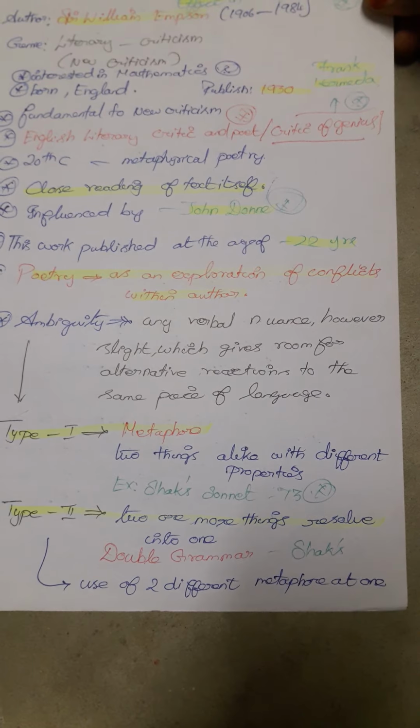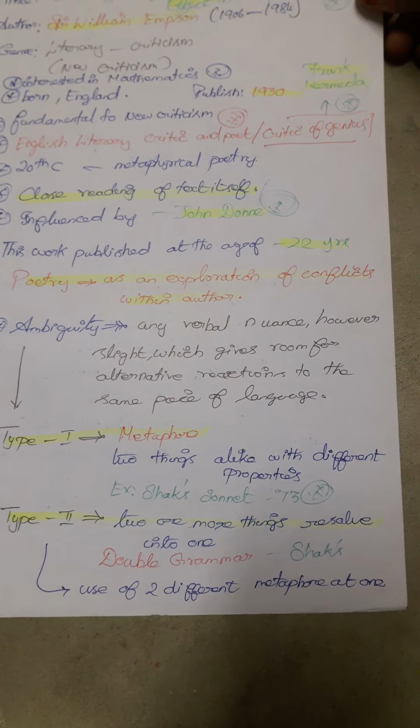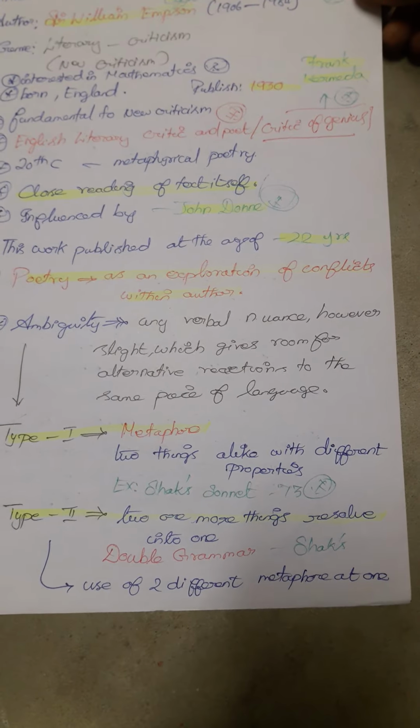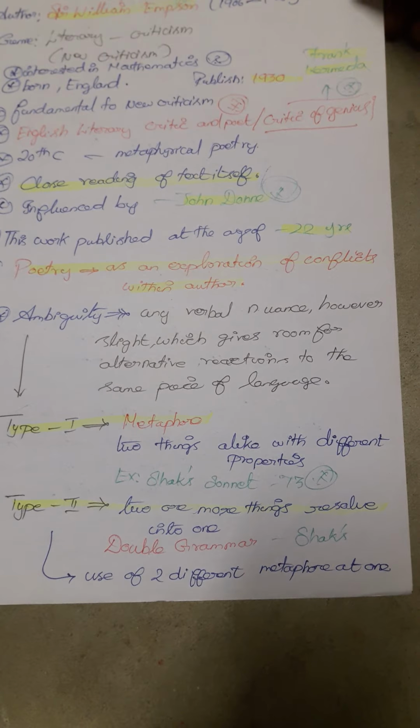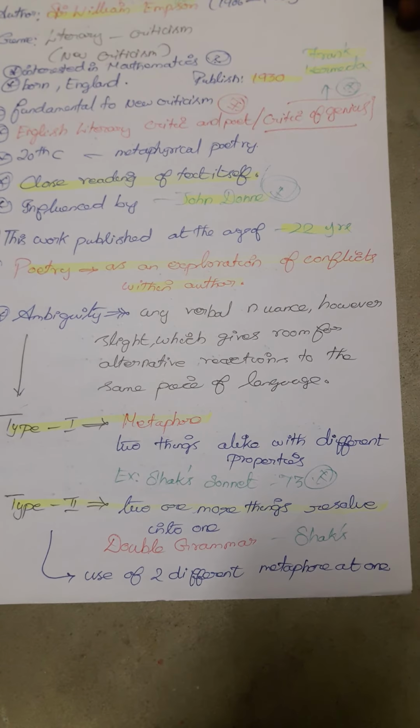And the second type of ambiguity is where two or more things are resolved into one. This is also known as double grammar. It was mostly used by Shakespeare, and it is a use of two different metaphors at once.